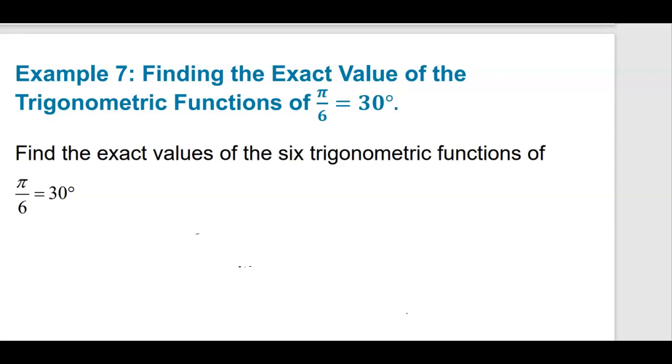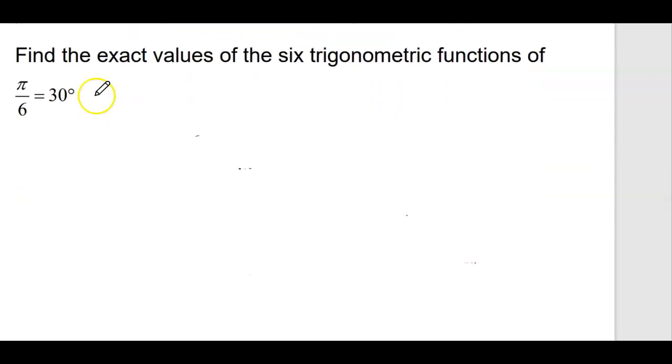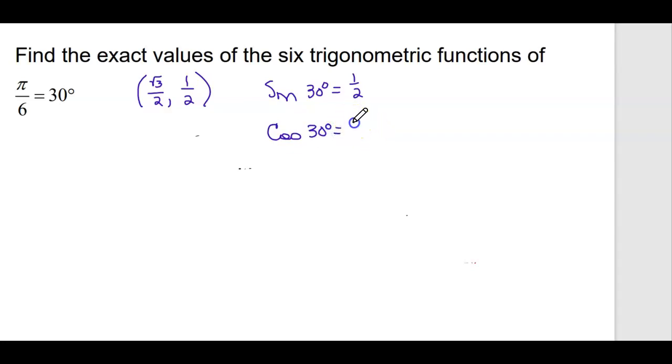This is Part 3. Alright, so our next example, we're going to find the exact value of the 6 trigonometric functions of pi over 6, or 30 degrees. So remember that we're going to reference the coordinate square root of 3 over 2 and 1/2. So sine of 30 degrees is a half. Cosine of 30 degrees is square root of 3 over 2.